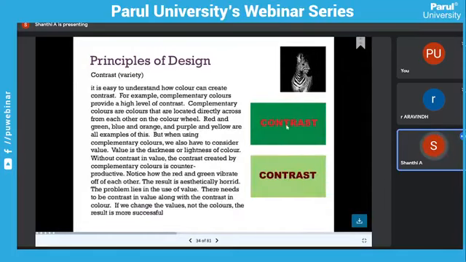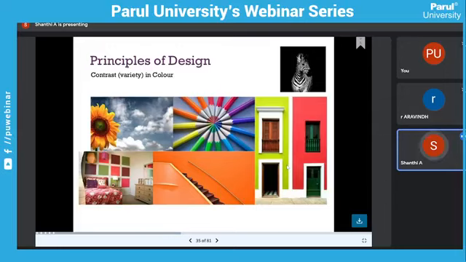The same thing, these are complementing colors. Red and green is contrasted here. Here again, this is contrasted. It is very simple when we wear our dress daily. For example, if I'm wearing a light color shirt, I'll go for a darker bottom or pants. It is again vice versa. If I'm wearing lighter color pants, I'll go for a darker color shirt. This is how we are creating contrast.